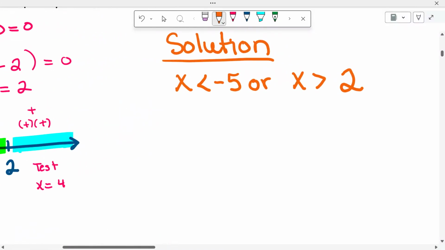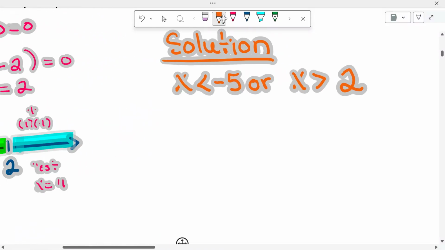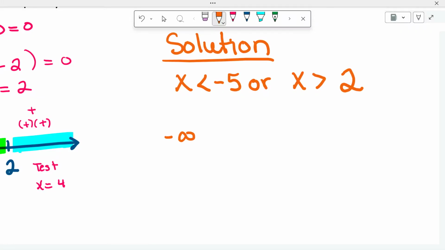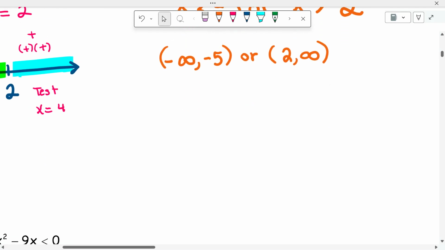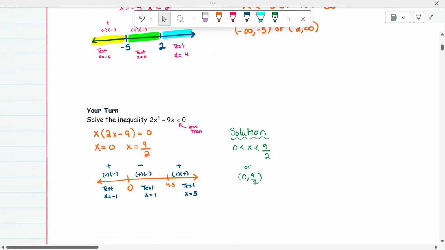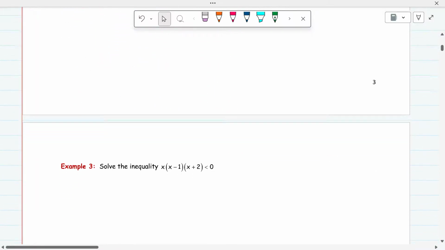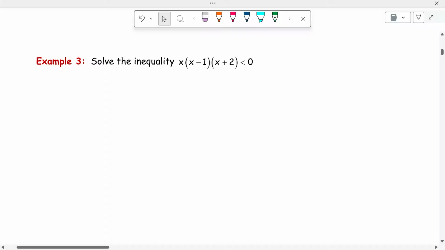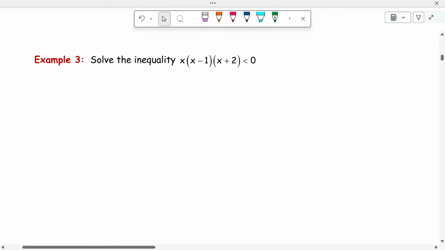So if you use the other notation for this one, it would be negative infinity to negative 5, both round brackets, or 2 to infinity. And again, either one, but I do think your answer keys a lot of times will use interval notation. All right. So now, with example 3, this is a cubic.